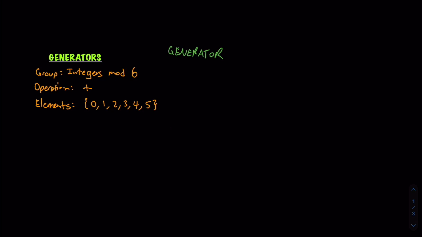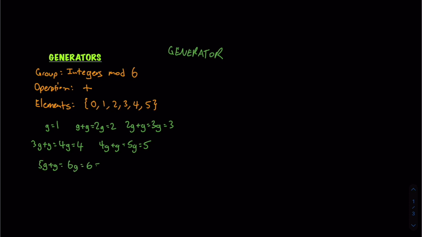Let's take the element 1, for example, and we'll call it G. So G equals 1. G plus G is 2G, which equals 2. 2G plus G is 3G, which is 3. 3G plus G is 4G, which is 4. 4G plus G is 5G, which is 5. And 5G plus G is 6G, which is 6, and mod 6, which equals 0.